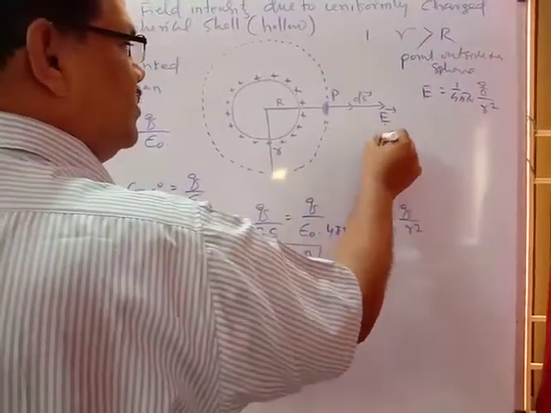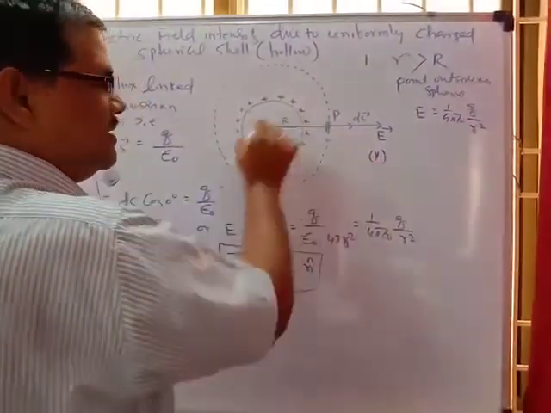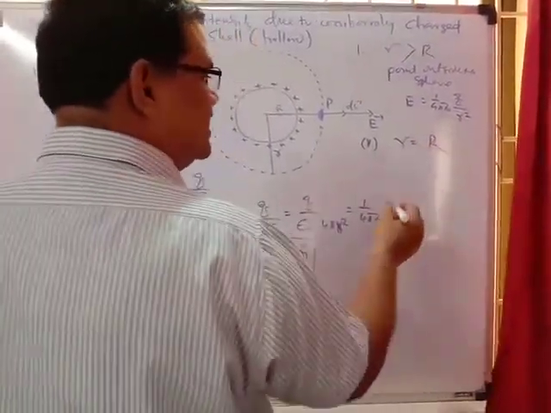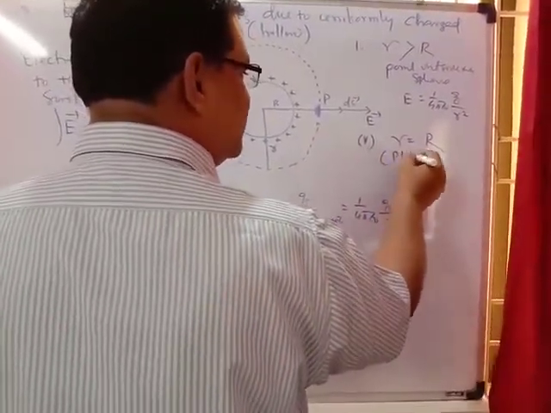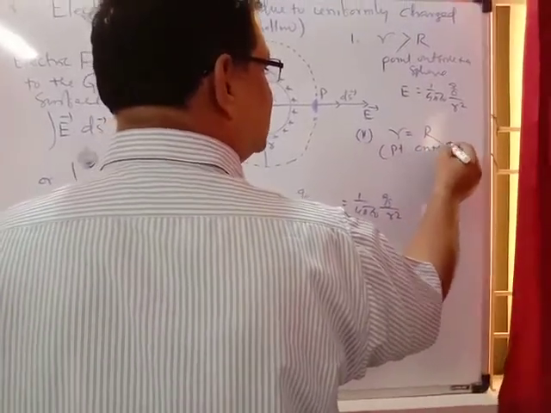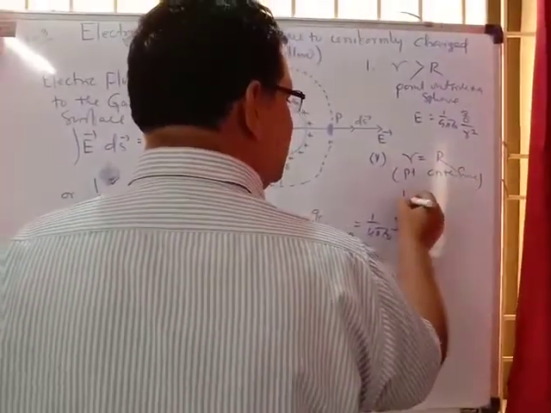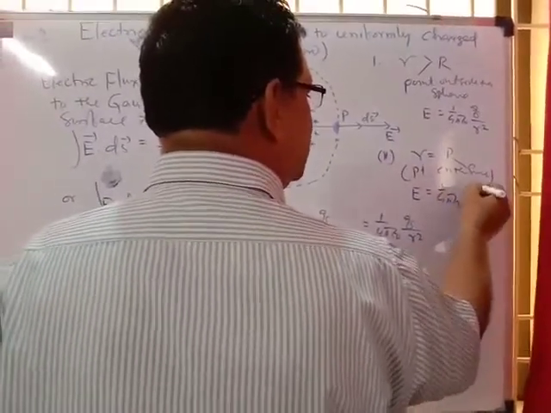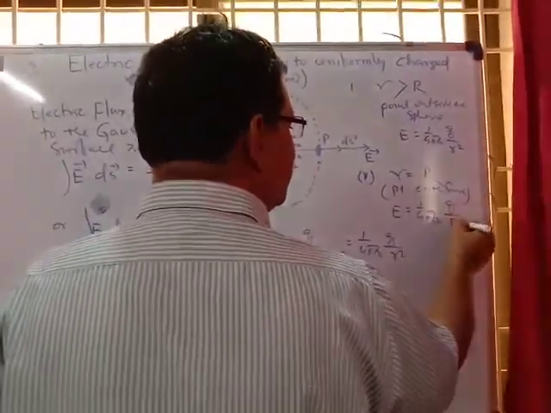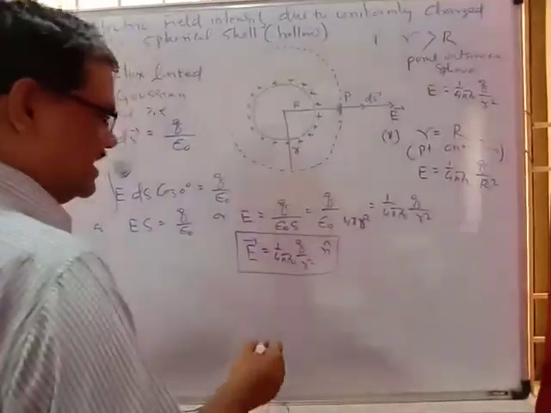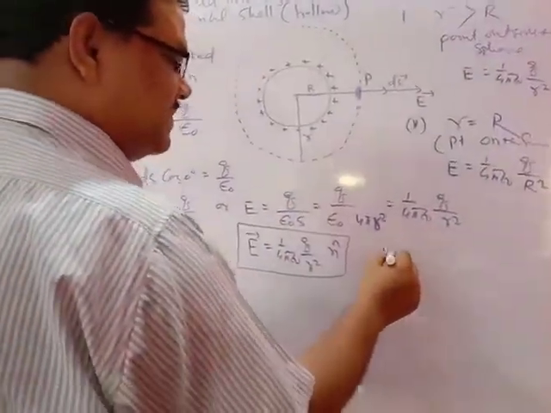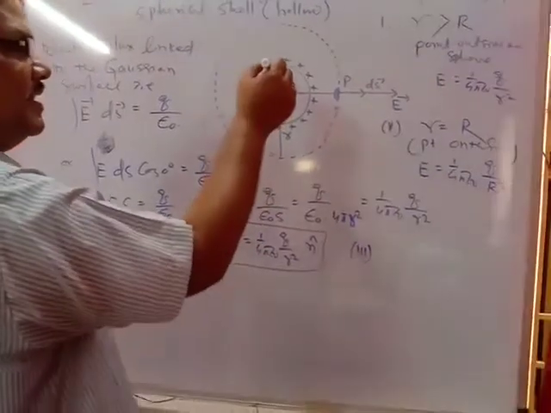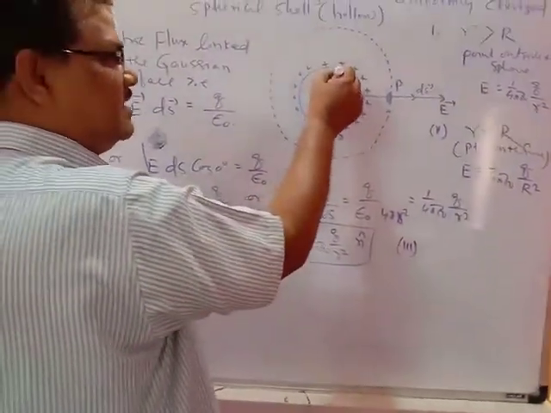Now if the point is chosen on the surface, what will be the result? In this case r equals capital R, that is the point on the surface, so the electric field intensity will be E equals 1 upon 4 pi epsilon naught q upon capital R squared. The third case is if you choose the point inside the sphere.